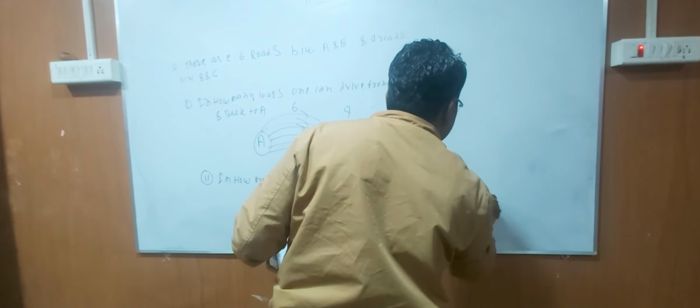This question is asking without using the same route, so let one go from A to B and from B to C by this route. Means from C to B he cannot take this. Means he has how many options available? 3. And from B to C how many options are available? 5. This is the total number of ways.